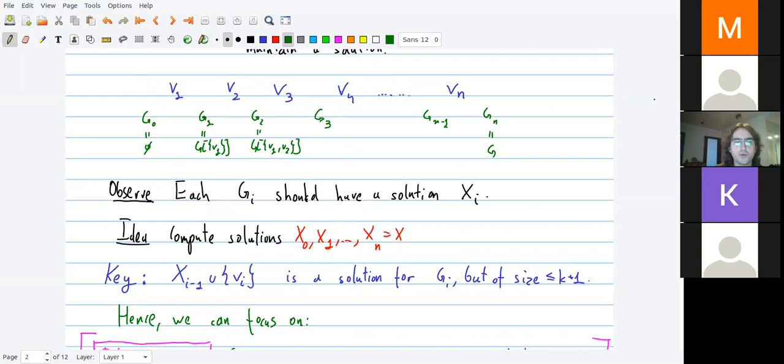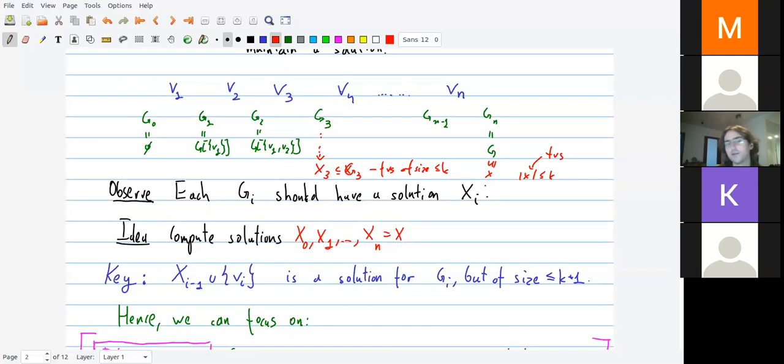Now the observation is that if this graph at the end has a feedback vertex set of size at most k, so a set of vertices such that deletion of it yields a forest, then each of these previous graphs should also have a solution like that. For instance, G3 should have a solution X3, which is a feedback vertex set of size at most k, because I could just take the final feedback vertex set and restrict it to the vertices of G3.